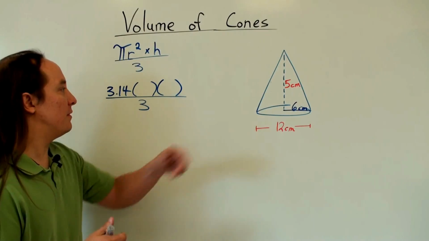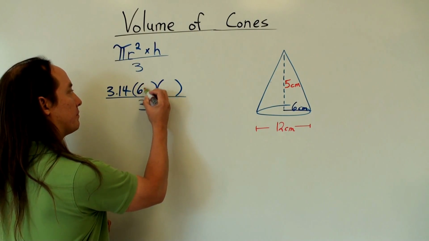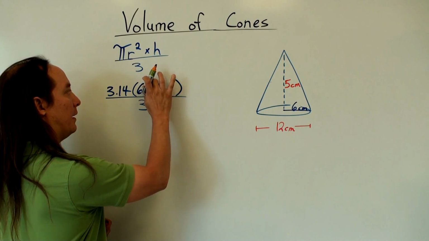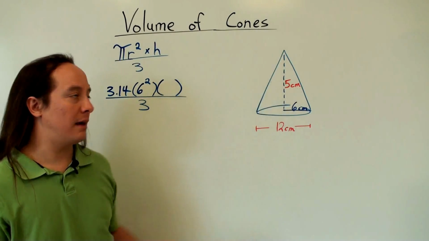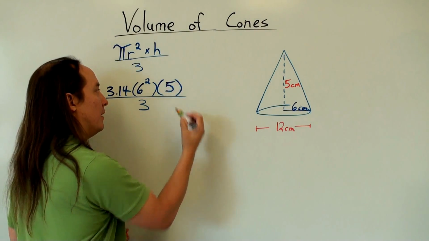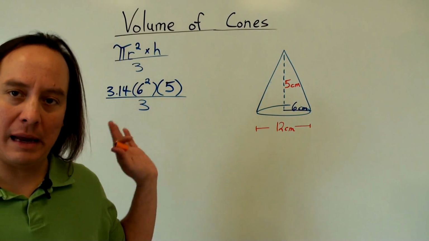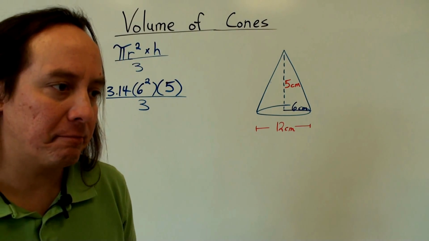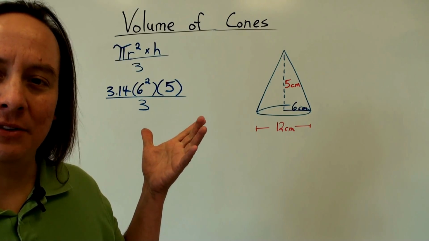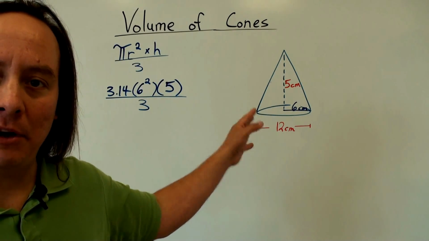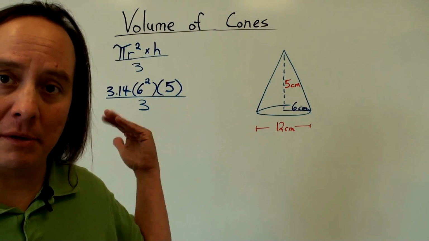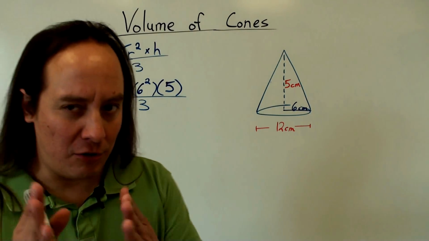Okay, so 6 squared. All right, and the height, or the h, is 5. That's the height, right? So 5. And that's basically it. I mean, obviously we have to solve it, but as far as setting up the problem, it's not too crazy. It's just a basic formula where you plug the information from the problem into the formula. Radius, make sure you understand what that is.